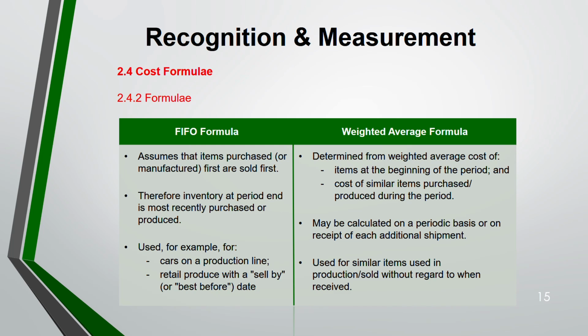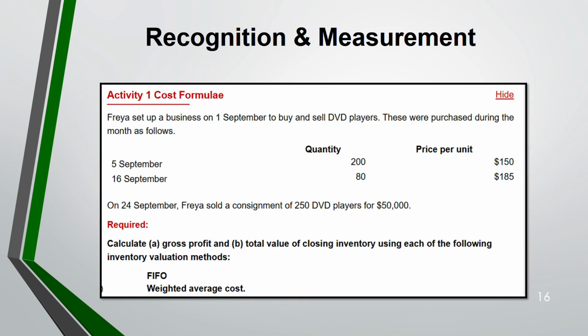Now, activity 1. In activity 1, you have to calculate your gross profit, and the total value of closing inventory using FIFO and weighted average. So it's about a firm buying and selling DVD players. They have set up the business on 1st September. They have two purchases done on two different dates. One is on 5th, next is on 16th.